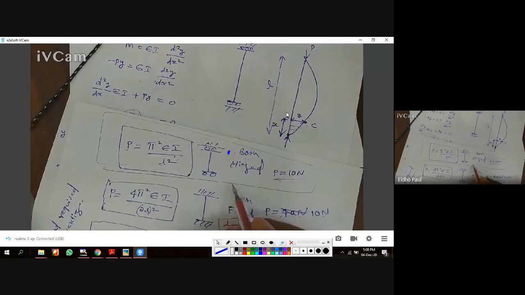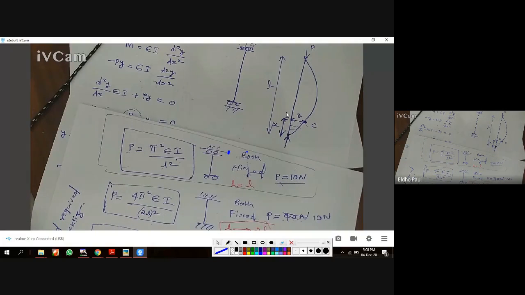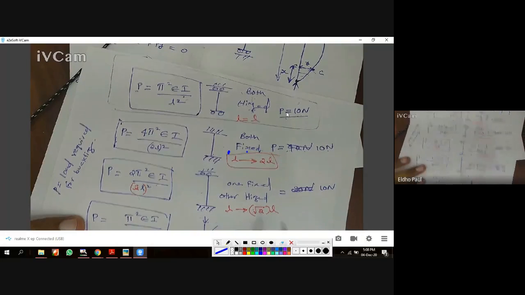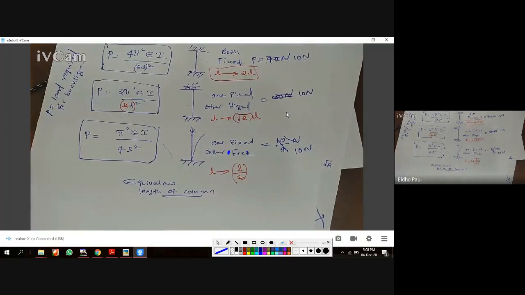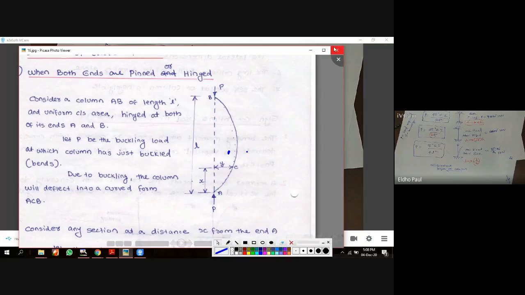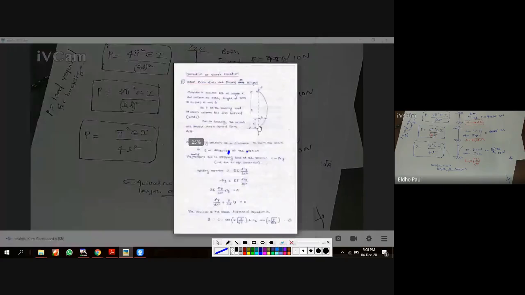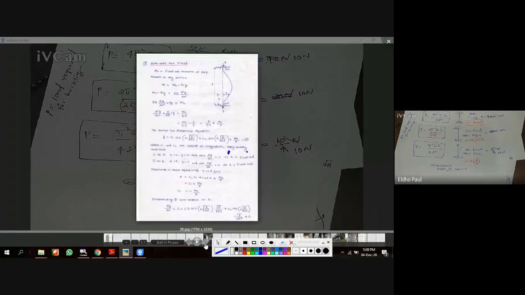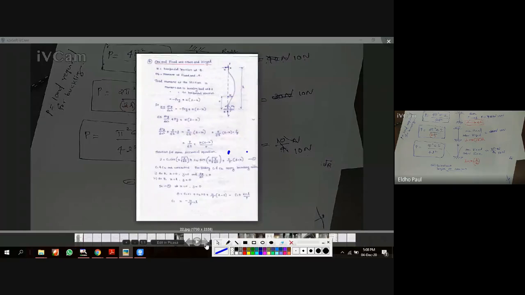Here it is L equal to L for both ends hinged. Both ends fixed, it is L changes to 2L. Here L changes to √2L. Here L changes to L by 2. And this is called buckling load, equivalent length. Equivalent length of the column. So these are the derivations of the remaining end conditions.